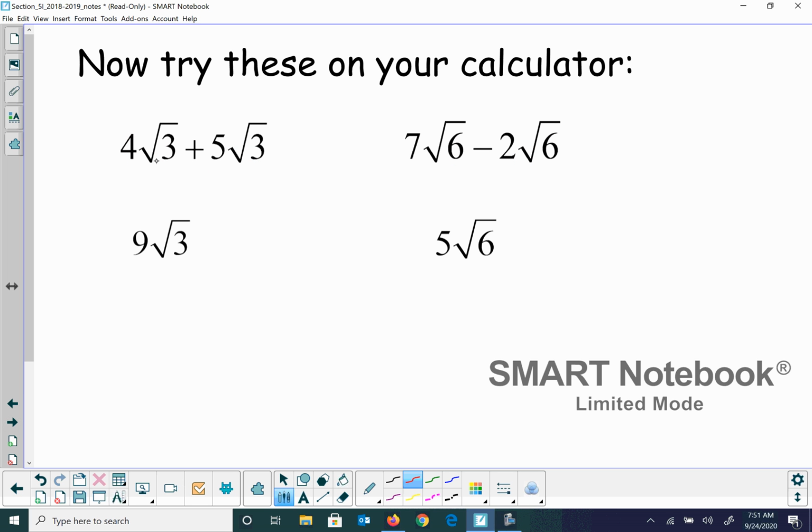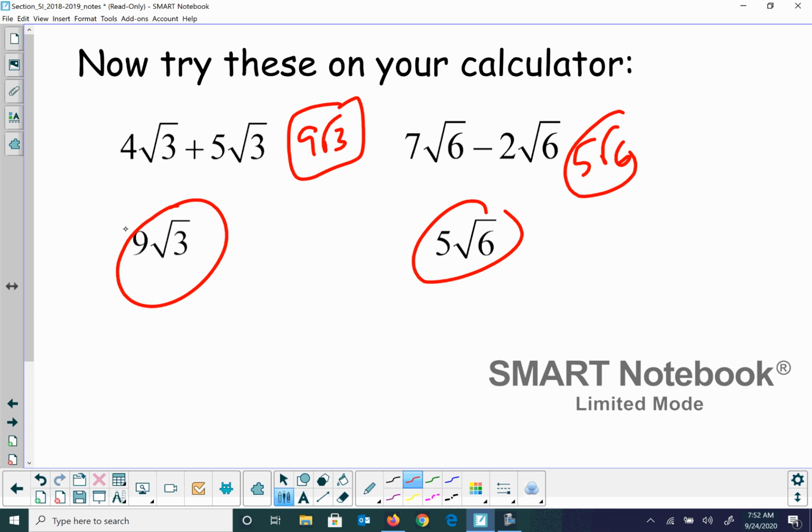These are going to be like terms because they're both root 3, so 4 plus 5 is 9, so I get 9 root 3. Notice I did not increase the radical because I'm just adding and subtracting. Same thing here. 7 minus 2 is 5, so I get 5 root 6, which I see the answers are below on both of those.